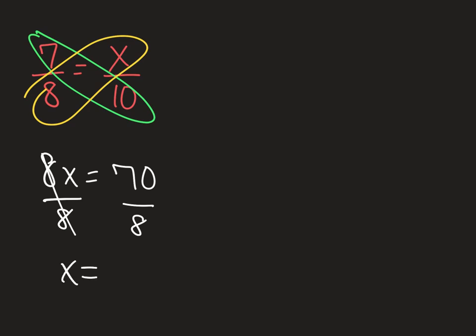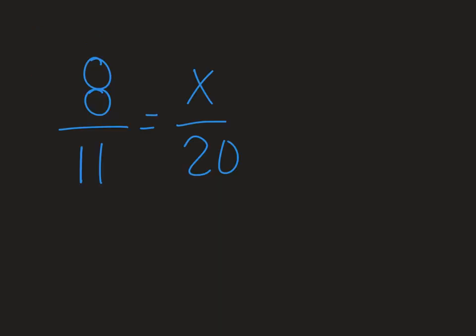Well, 8 goes into 72 9 times, so this must be 8 times. 8 goes into 70 8 times with 6 left over, but I should simplify that. So my final answer is 8 3/4. Your first question, tell me what you get when you cross multiply. Type in what the equation will be when you cross multiply.